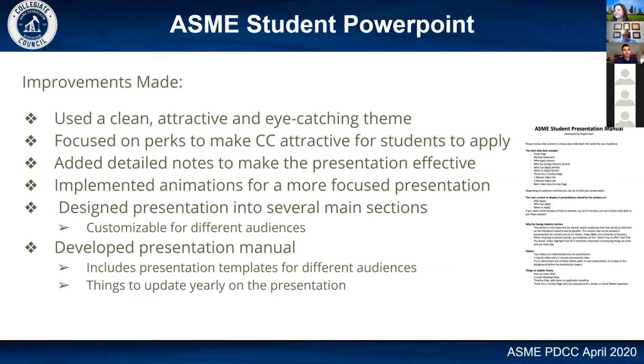To also make this very easy for the presenter, I developed a presentation manual, and as a quick snippet of it is shown on the right, you can see I included how you format the different presentation templates I've put together, how to use what parts of the presentation to make sure you get the point across, and which ones to use if you have less time, which ones to use if you have more time. And also things to update yearly on the presentation to make it easier for us to use this and not have to make too many changes year round or be too confused on what these changes are.